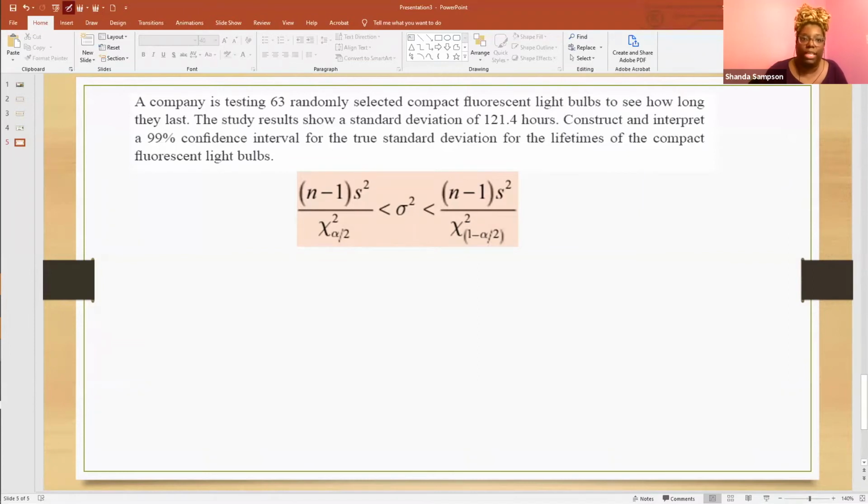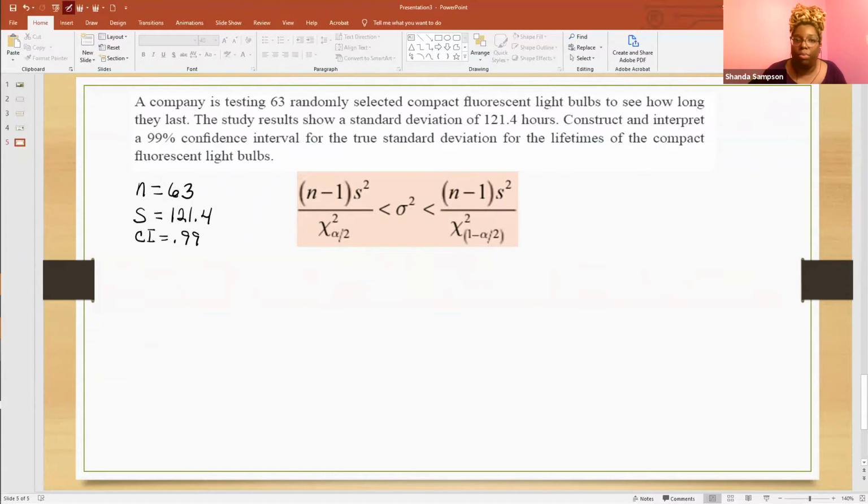The first known is N, because we have tested 63. N equals 63. And from that study, the results were shown to have a standard deviation. So that's why it's S, because it's the standard deviation of the sample of 63, of 121.4. And last, the confidence interval is 0.99.